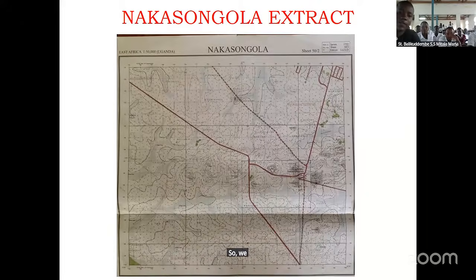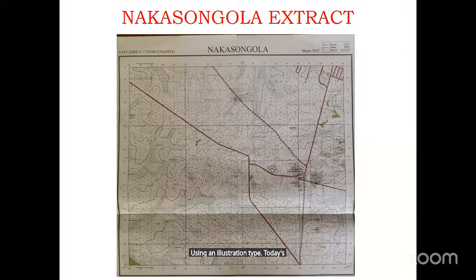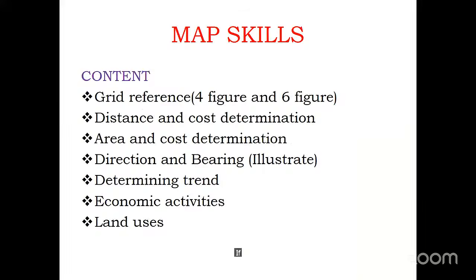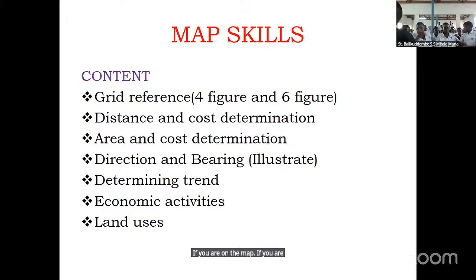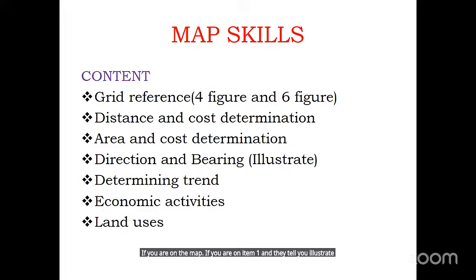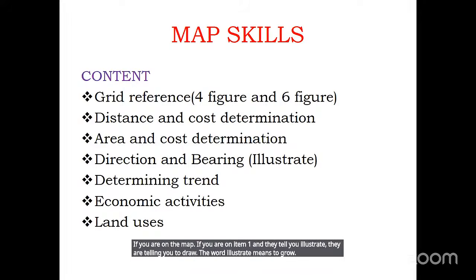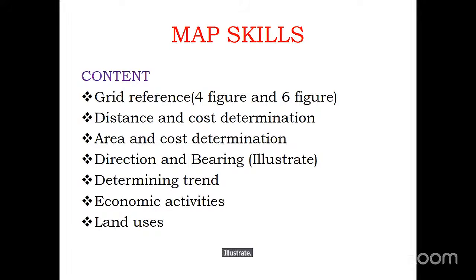So we are just requesting for clarification. Yes, please. You say when they say illustration, what do they mean? Using an illustration, describe. If you are on the map, if you are on item 1 and they tell you illustrate, they are telling you to draw. The word illustrate means to draw. Illustrate or portray the area. It means draw. But be careful. Have they told you to illustrate the sketch map, or to illustrate the cross section?